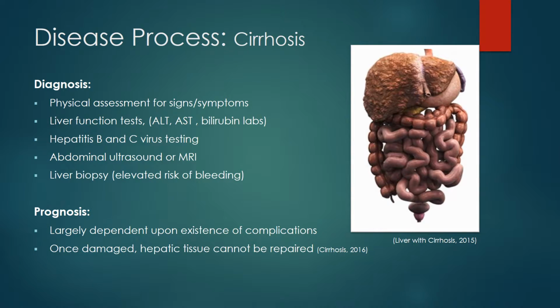To the right there is just a visual of the GI tract below and the liver sitting above it. You can see the nodules surrounding the fibrotic areas that are hardened on it.